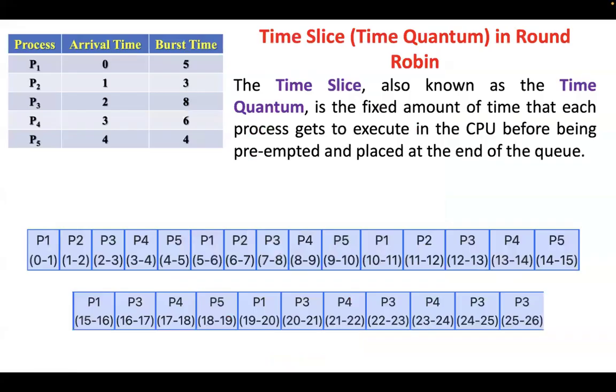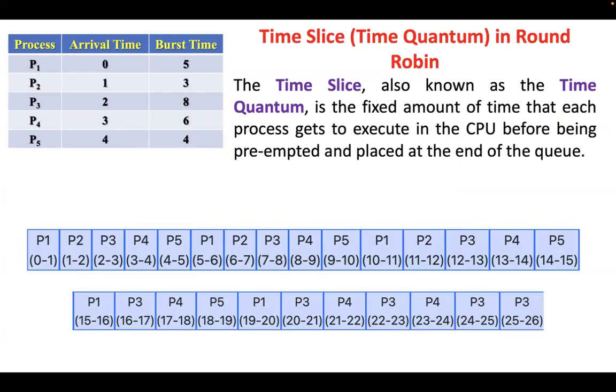Time quantum, or time slice, is one of the most important concepts considered in the round robin algorithm. Each process gets a fixed amount of CPU time. This fixed amount of CPU time is called the time quantum or time slice. If a process doesn't complete within its time slice, it is preempted and moved to the end of the queue. And we will see here that this is the best example of the data structure called a queue.